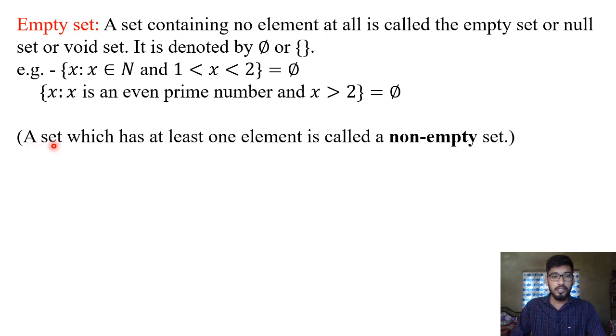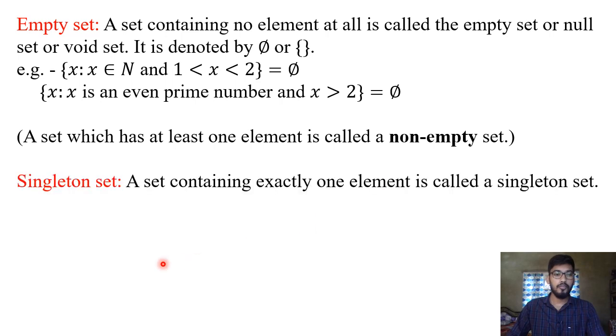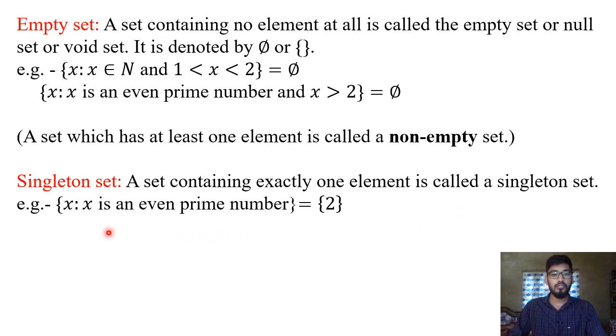Next, a set which has at least one element is called a non-empty set. So what do we mean by a non-empty set? If there is at least one element, then we call that set a non-empty set. Next, singleton set. The simple definition is: a set containing exactly one element is called a singleton set. If there is exactly one element, we call it a singleton set. For example, x such that x is an even prime number. Even prime number, only one, this is 2. So that's why this is a singleton set.